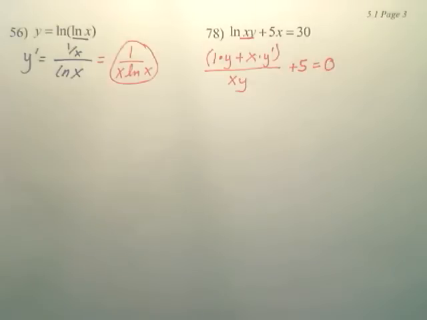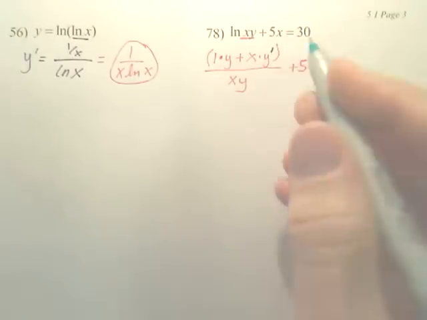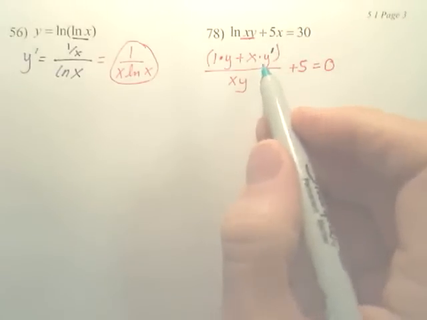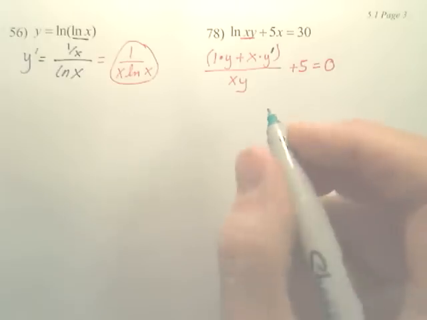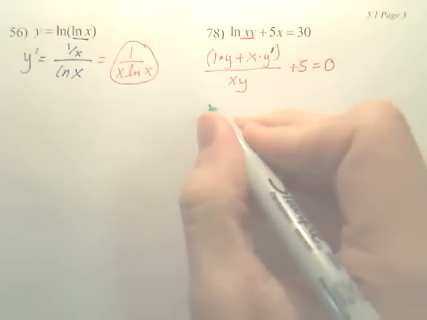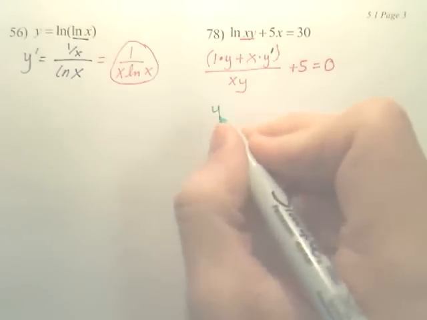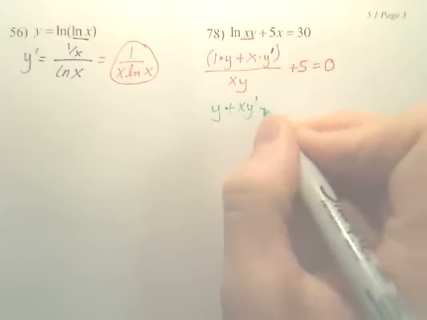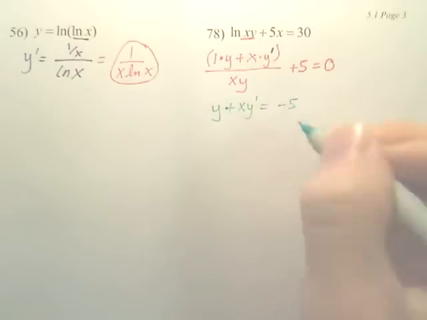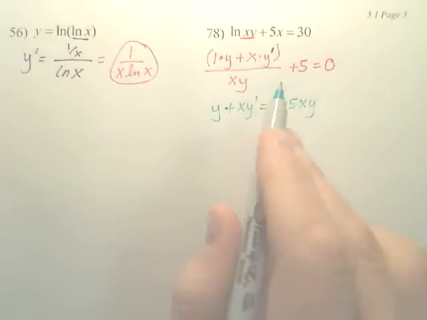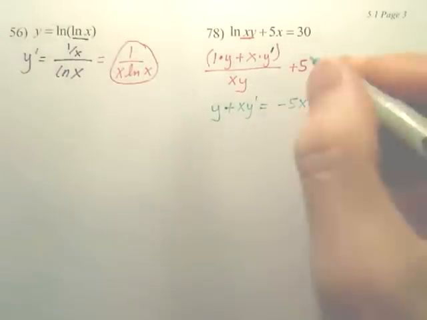And when you do implicits, your second step is to get the prime by itself. Your goal is to get this little guy right here by itself, so you can find out what the derivative is equal to. So in order to do that, I first would move over my 5. And I'm going to end up with y plus x y prime over xy equals negative 5. Now I just skipped a step, but do you understand I minus the 5 over?